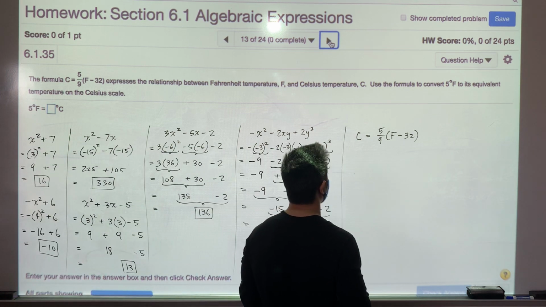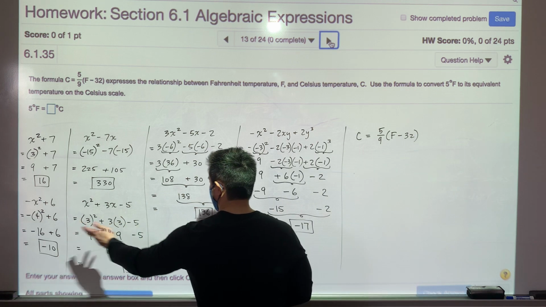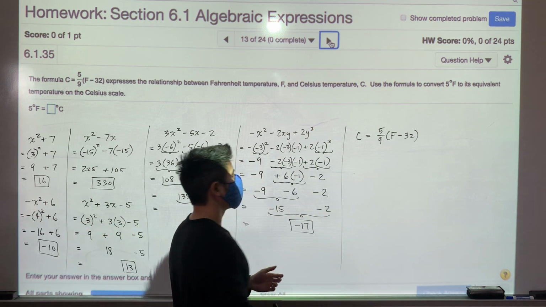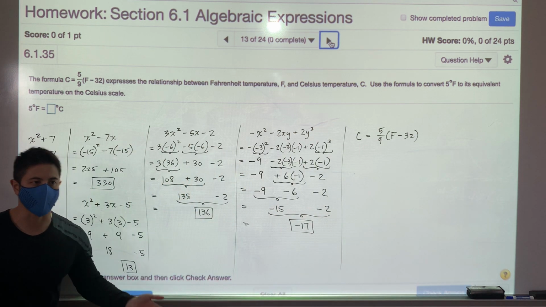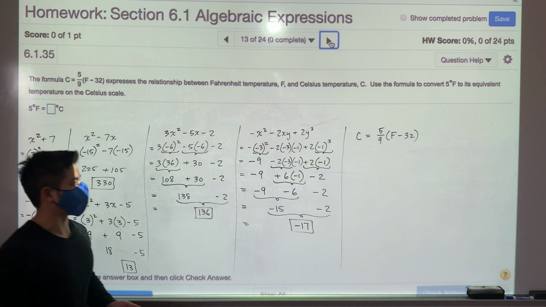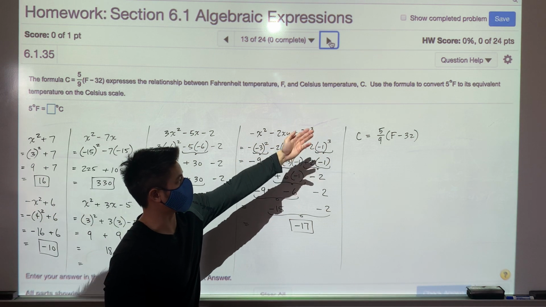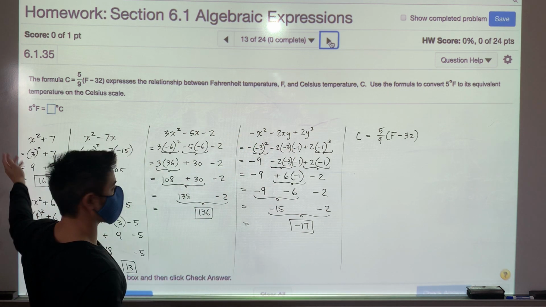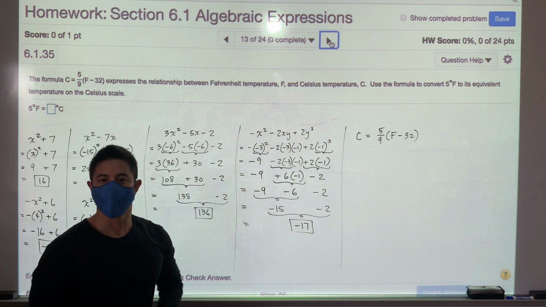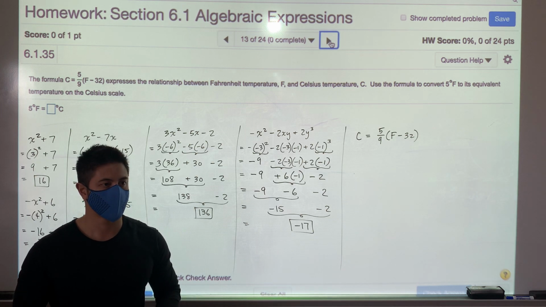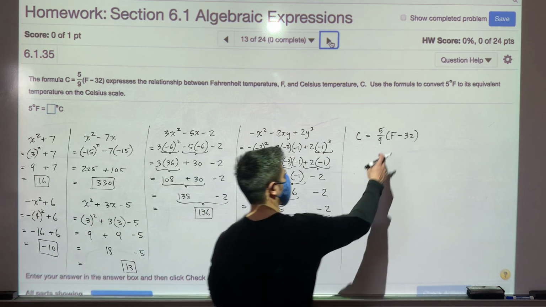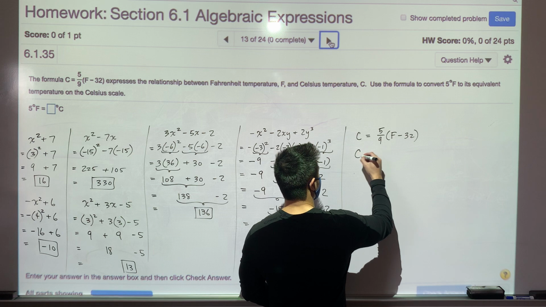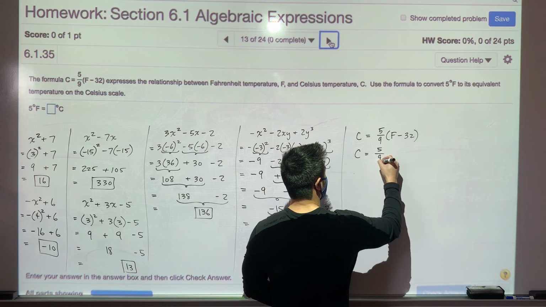So when they say that, they're really just asking you to do all the stuff that we just did, but in the context of temperature. So if they gave you C equals 5/9 times the quantity F minus 32, in any of these previous problems, and then they said F equals 5, well, all you would do is substitute 5 for F, and that's exactly what we're doing here.